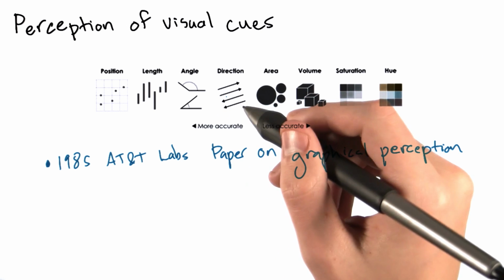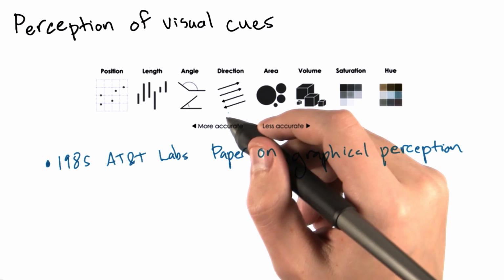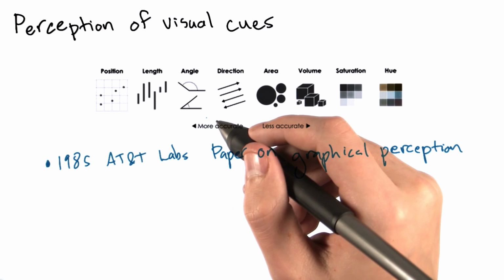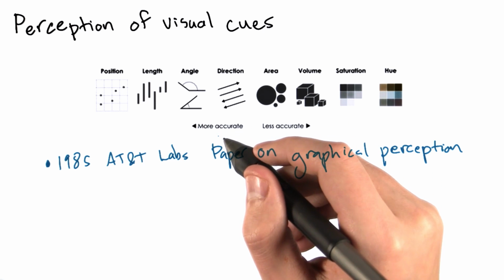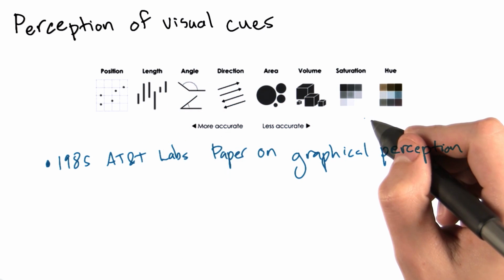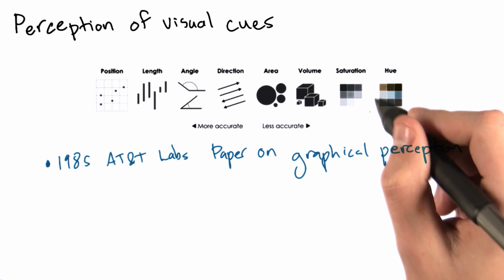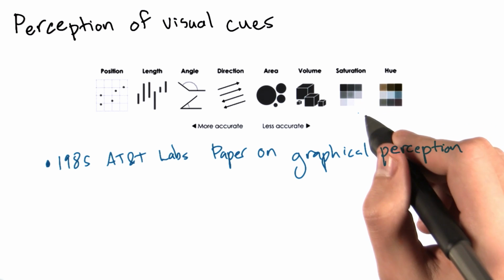What does accuracy mean here? Well, in this case, it just means how easily are people able to perceive the values in your dataset given the visual encoding that you've chosen. You might wonder why saturation and hue are considered inaccurate. Well, this is a great example.